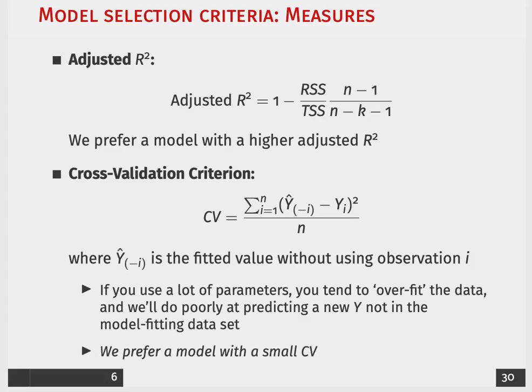Since this cross-validation criterion is distinguishing how good our model is at predicting an observation out of sample, we want a model that has a small CV, right? We want the distance between that prediction and what it actually is to be quite small, because that means our model is doing a good job at predicting out-of-sample observations.